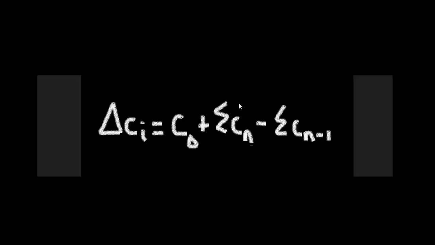In this video, we're going to be doing more background work to solve another divisibility problem. We're going to see if the following equation holds. The difference of C sub I equals C sub 0 plus sigma C sub n minus sigma C sub n minus 1. So what's in our toolbox?